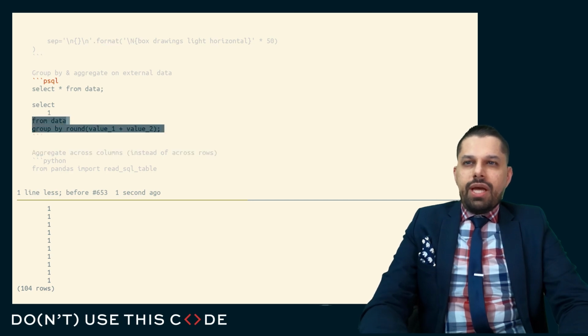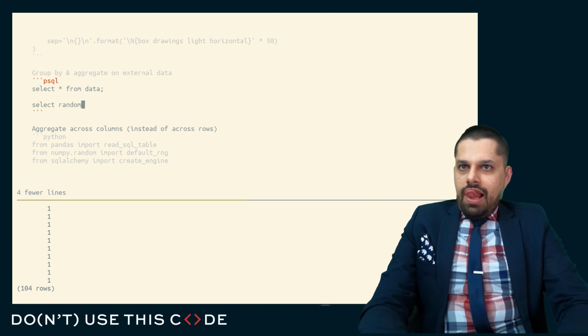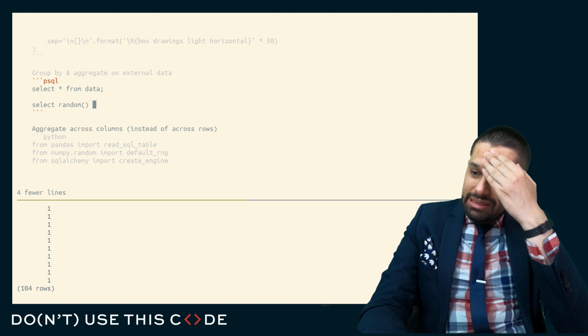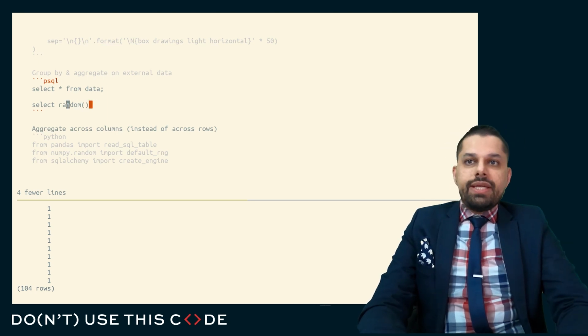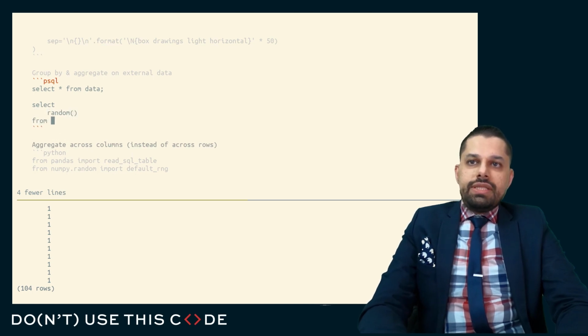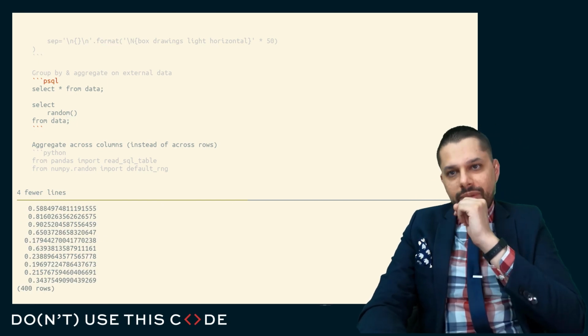Let me think how I'm going to do this. I'm going to first generate, so I'll select random. And I need to generate one of these per element that you have in the other database. So I can do this with the select statement. I can say select random from data. And here, this will give me one random number per data element that you have.